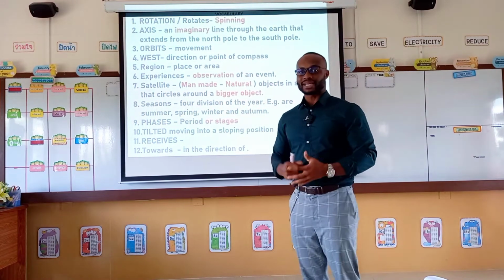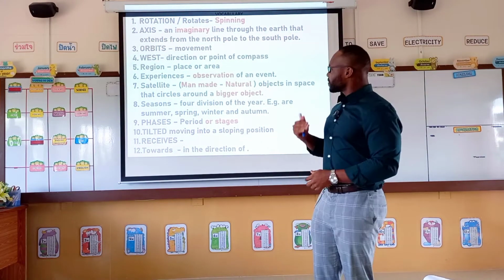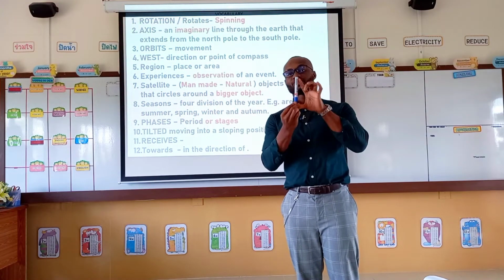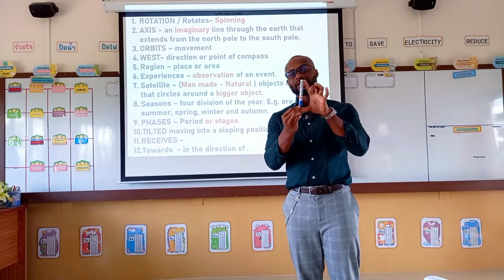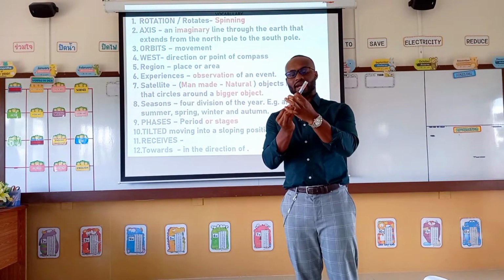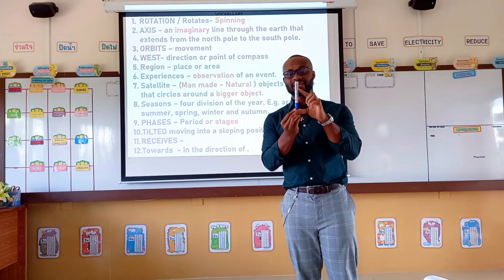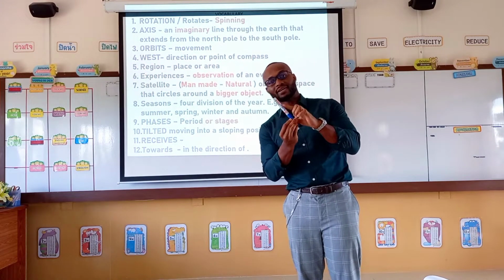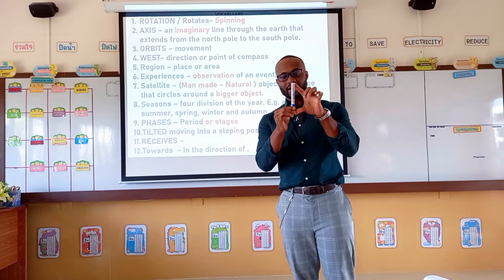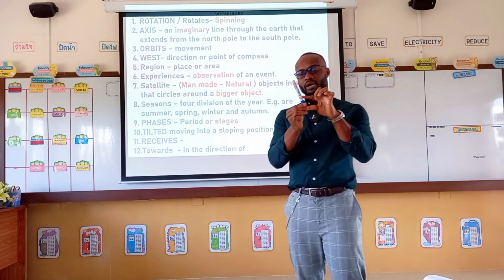Number 10, we have tilted. Tilted. So meaning moving into a sloping position. So for example, this pen is what? Straight. And if you talk about tilt, tilt means either to move to the right side or to tilt to the left side. So just like that. So tilting means to either lean, call it iang in Thai, right? So something just shifts from the straight line a little bit, okay, to the other side.